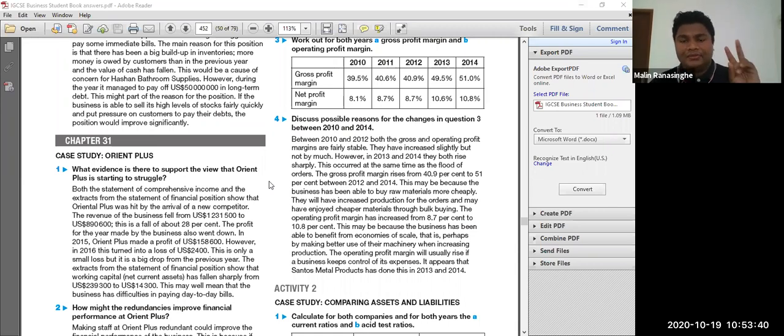So mainly today I talked about two important things: gross profit margin and net profit margin. Gross profit margin is gross profit over revenue into 100. Net profit margin is operating profit divided by revenue into 100. And it's very important to understand that we find these mainly from the SOCI. Then next lesson we are talking about the other liquidity ratios. We are talking about that from SOFP.